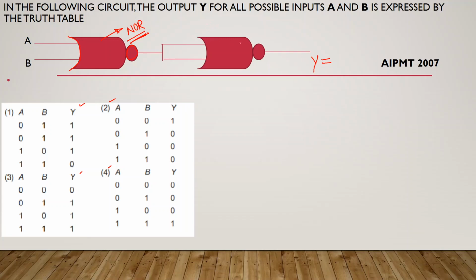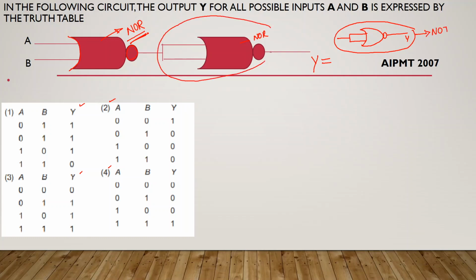See here, this is also NOR. But yesterday I discussed one condition. Whenever there is a NOR logic gate, if both the inputs of the NOR logic gate are joined together, then this gate represents which gate? It represents the NOT gate. So this gate is nothing but the NOT gate.